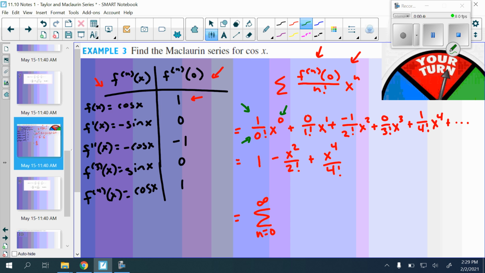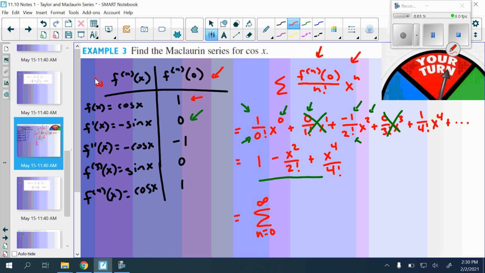Next, if we put in 1, now it's the first derivative value at 0, which is 0, over 1 factorial x to the first. Our next value is -1, over 2 factorial x squared, and so on. All these terms that have 0 in them are just going to end up being 0. So if you just write out the ones and simplify it, it ends up looking like what we got here.